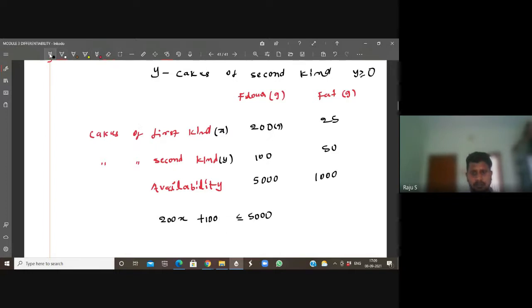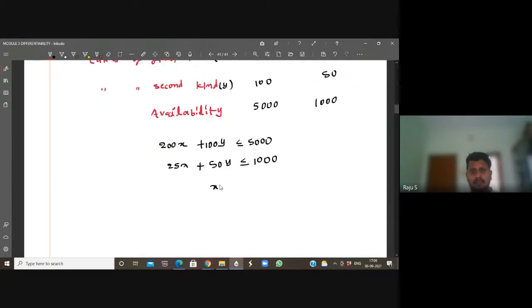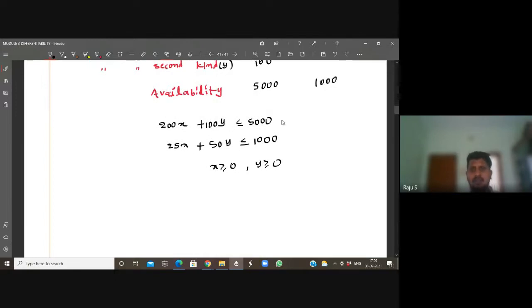In the same way, coming to fat, 25x plus 50y, for 50 grams of the second kind of cake, is lesser than or equal to 1,000. Here surely x is greater than or equal to 0 and y is greater than or equal to 0. The number of cakes always should be positive, right? Here we got these two restrictions, 1 and 2, and these are the non-negative restrictions. These are the constraints.